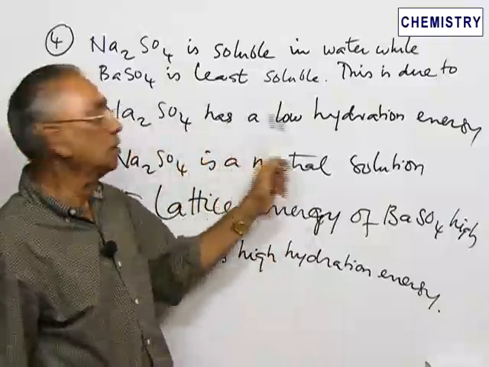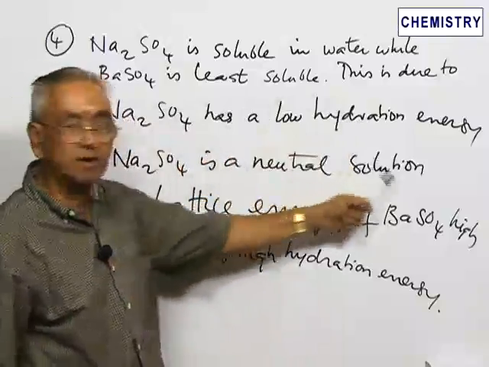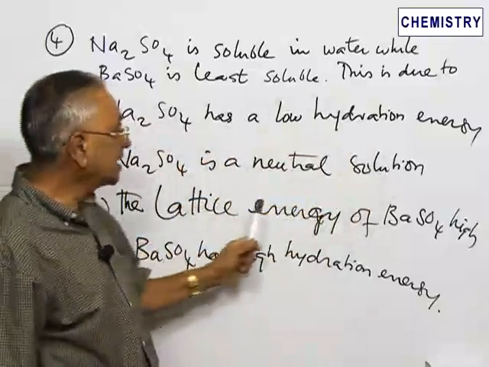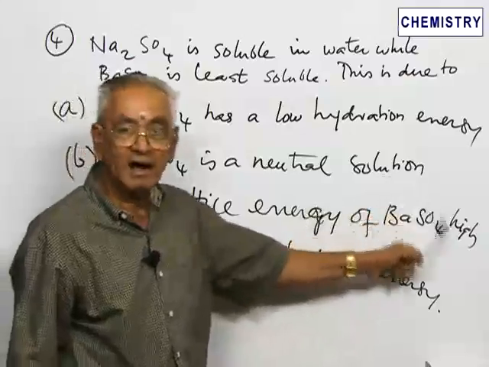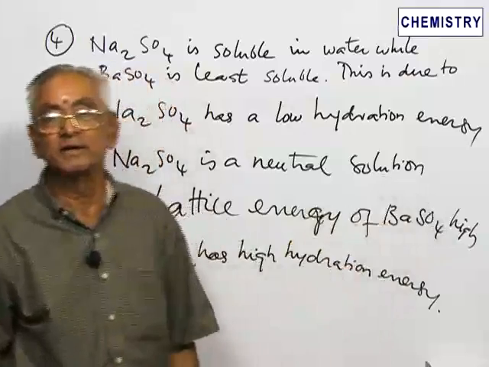Sodium sulfate has got a low hydration energy. Sodium sulfate is a neutral solution. The lattice energy of barium sulfate is high, and barium sulfate has got a higher energy.